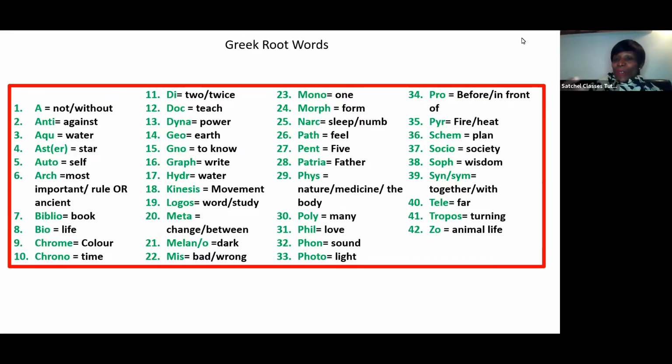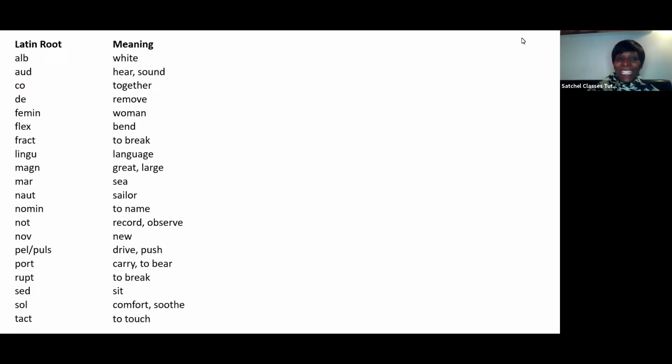So sin or sim is about working together or with. Tele is far, so speaking from afar. Telephone, understanding or hearing from a distance. Tropos is about turning, and zoo or zua is about animal life. So you've got those amazing Greek roots, and as you start to understand them, they will help you to unlock words in context. Let's have a look at some of the Latin roots, and these will be familiar to you again.